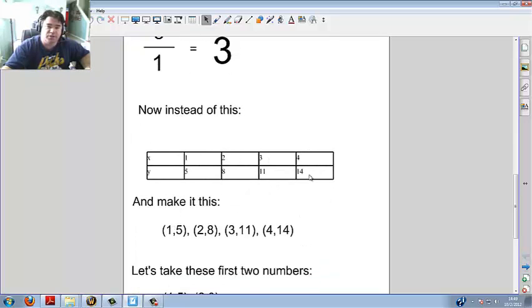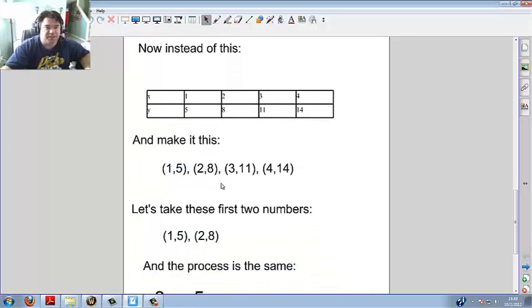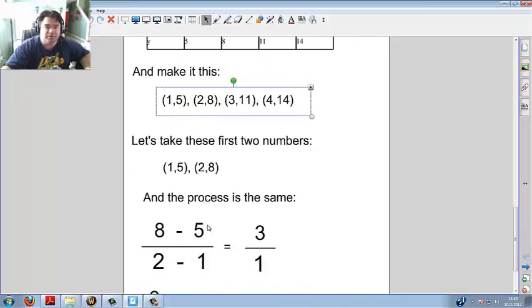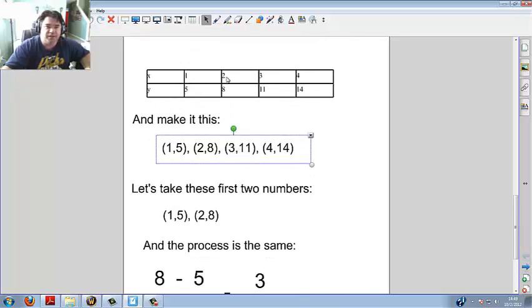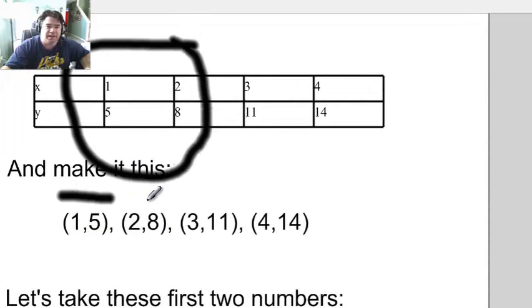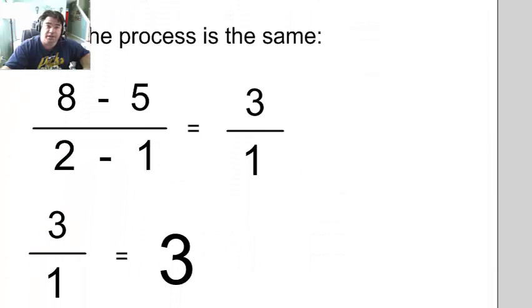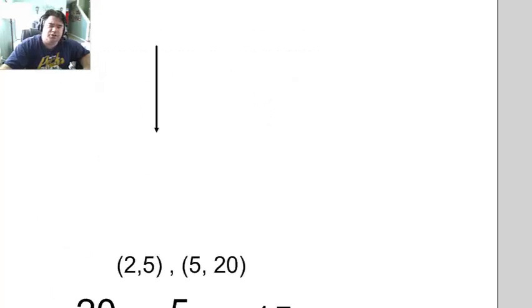Now in this case I have 1, 5, 2, 8, 3, 11, 4, 14. I can do basically the same thing, but I'm just taking these two. It's the same exact idea. So instead of taking a circle like this, I can just take these first two. y2 minus y1, x2 minus x1. The result's the same. Either way you get 3.